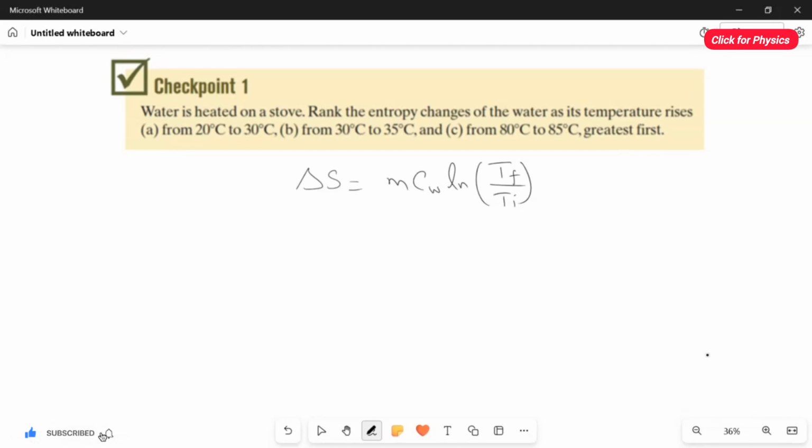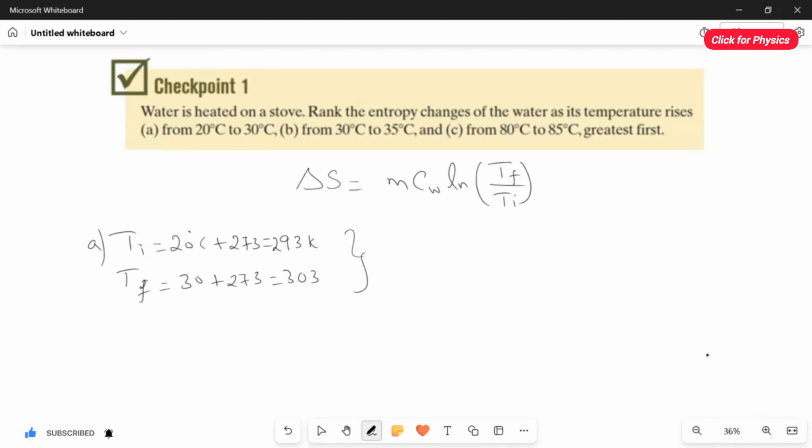So let's take the first set. The initial temperature here is 20 degrees Celsius. So we have to convert to Kelvin. So we have to add 273. So here we got the answer as 293 Kelvin. Likewise, I have to find the answer for T final, which is 30. So 30 degrees Celsius plus 273, we got 303.